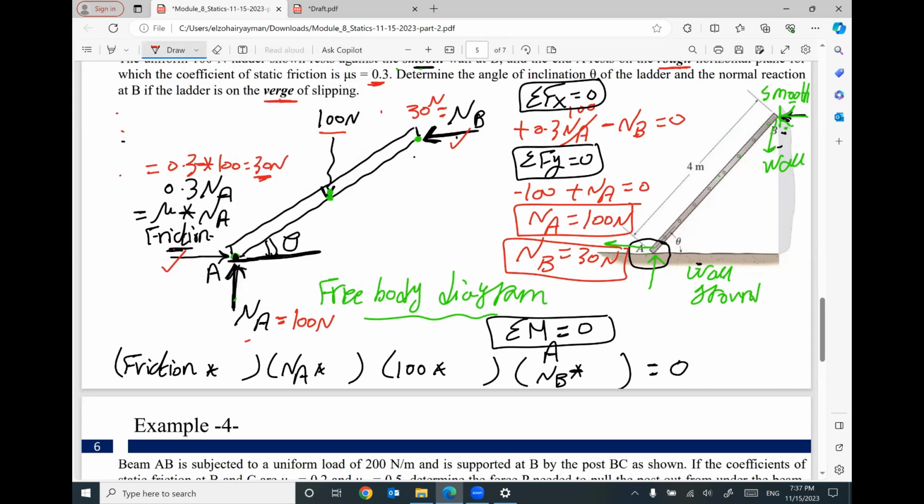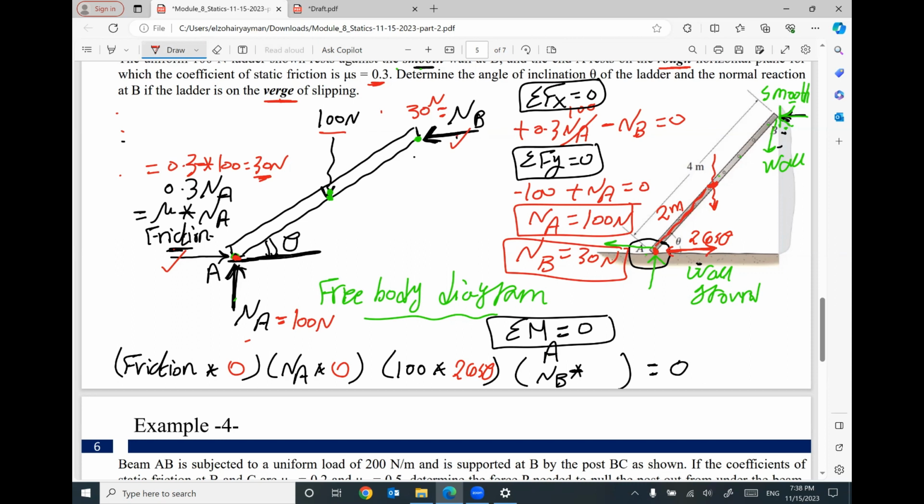One by one, what is the distance between your friction force and the point A? Zero. Your capital NA and the point A? Zero. What is the distance between 100 Newton and the point A? Can anybody tell me the distance between this midpoint and the point A? Be careful. Your weight is in a vertical direction, so your distance must be in a horizontal direction. This horizontal distance will be 2 cosine theta. Why 2? Because this distance is 2 meters, since the whole length is 4. If you multiply 2 meters by cosine theta, you get the horizontal distance between the two points.